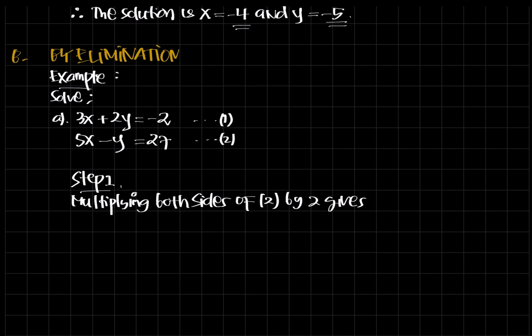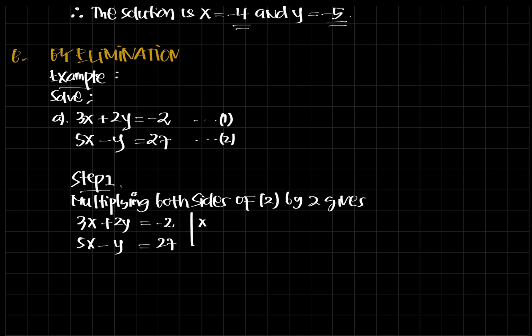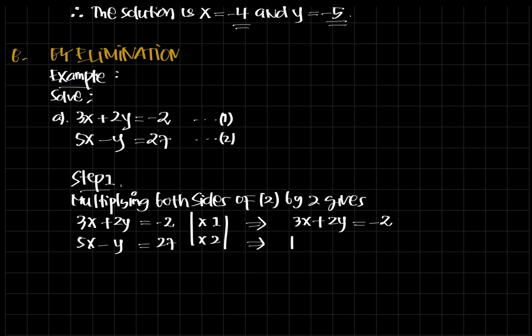So the second step. Okay, let's see that 3x plus 2y equals negative 2, and 5x minus y equals 27. So it says that we have to multiply. I multiply this with 1, I multiply this with 2, so there's no change for the first equation, 3x plus 2y equals negative 2. But the second equation turns into 10x minus 2y equals 54.